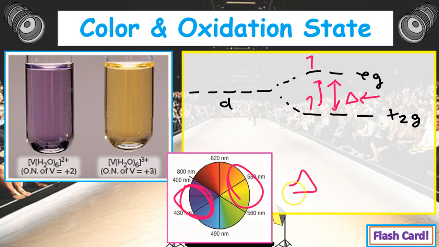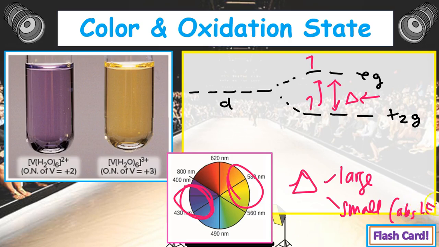So this crystal field splitting here, if it's going to be large or if it's going to be small, it has the ability to absorb small amounts of energy, low energy, and this is going to absorb high energy. What do we mean by low and high energy? We're talking about colors, right? Based on the electromagnetic spectrum.